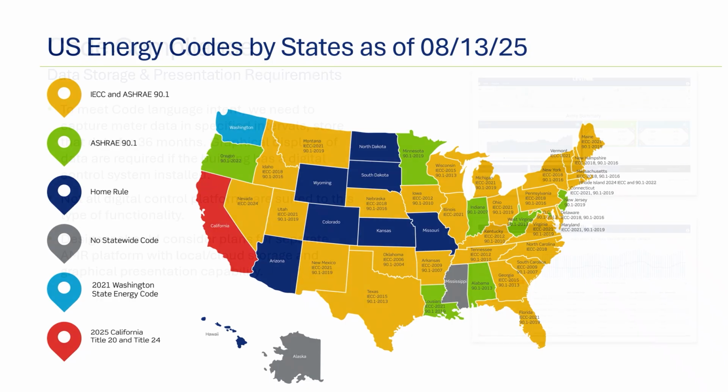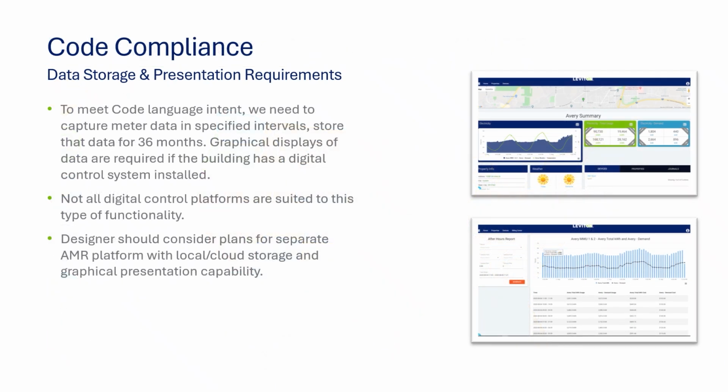To meet code intent, meter data must be captured in specified intervals and stored for at least 36 months. Graphical displays of data are required if the building has a digital control system installed. Not all digital control platforms are suited for this type of functionality. The system designer should consider plans for a separate AMR platform with local or cloud storage and a graphical presentation capability.